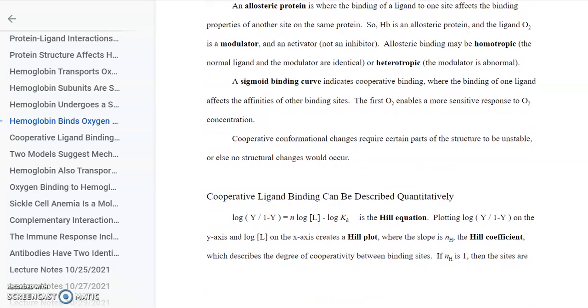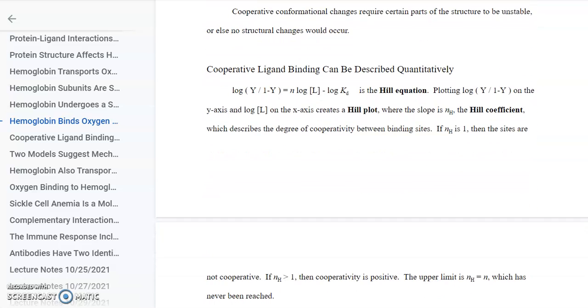An allosteric protein is one where the binding of a ligand to one site affects the binding properties of another site on the same protein. So, hemoglobin is an allosteric protein, and the ligand O2 is a modulator and an activator, not an inhibitor. Allosteric binding may be homotropic, where the normal ligand and the modulator are identical, or heterotropic, where the modulator is abnormal. The sigmoid binding curve indicates cooperative binding, where the binding of one ligand affects the affinities of other binding sites. The first O2 enables more sensitive response to O2 concentration. Cooperative conformational changes require certain parts of the structure to be unstable, or else no structural changes would occur.